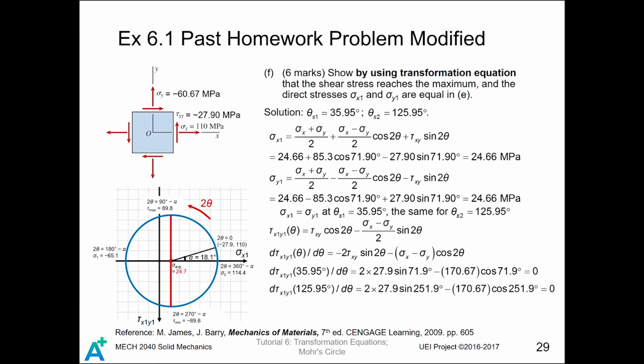To show that the shear stress reached the maximum, you are going to use the transformation equation in this way. First, you have your transformation equation, then differentiate it with respect to theta. You will get this expression. Then you are going to substitute the values of theta s1 and theta s2 into d tau d theta. Then, if the result is 0, you have successfully verified that what you have found is the maximum.